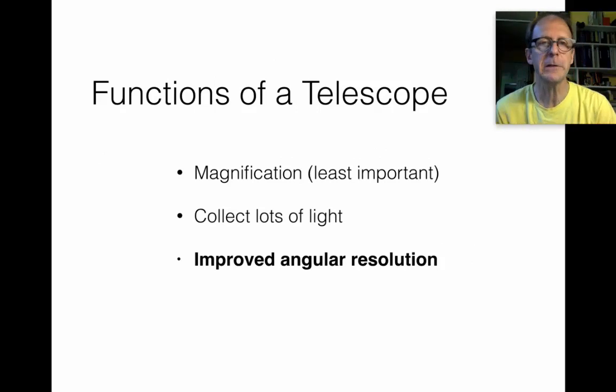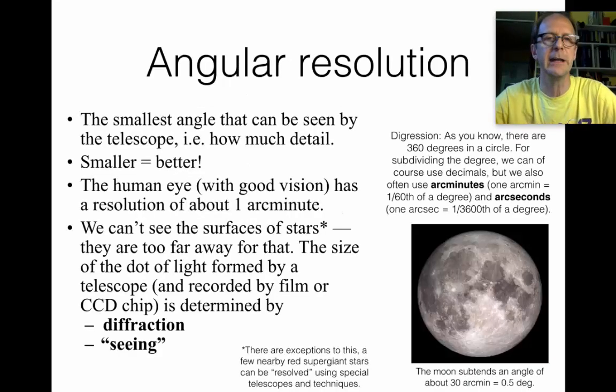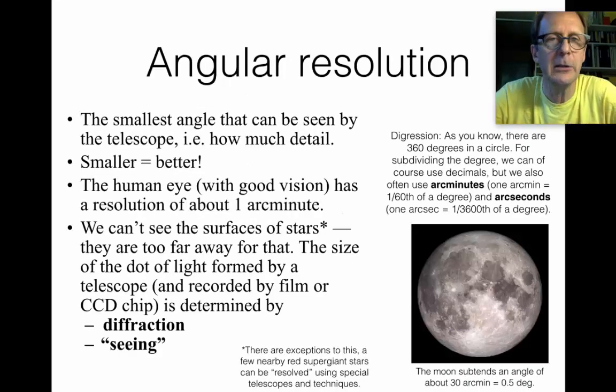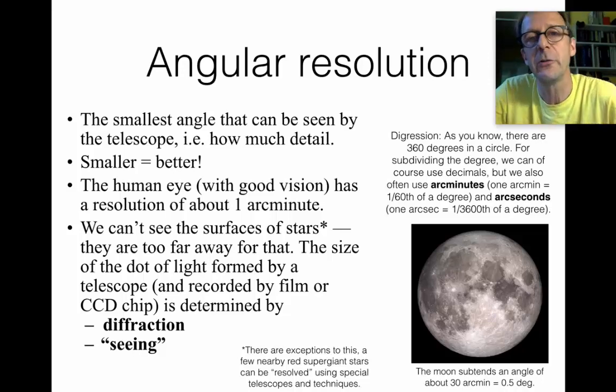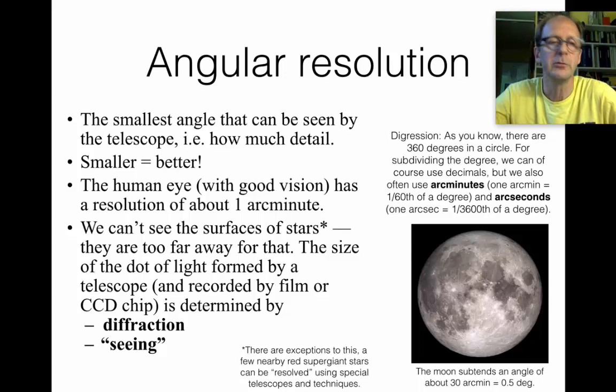And the last of our 3 functions of a telescope is improved angular resolution. That is, being able to see finer detail. Smaller angular resolution is better. The human eye with good vision has a resolution of about 1 arc minute. I just want to remind you that an arc minute is the word we use for 1/60th of a degree. An arc second is 1/60th of an arc minute. Therefore, it's 1/3600th of a degree. So just reviewing that vocabulary. So the human eye has a resolution of about 1 arc minute.